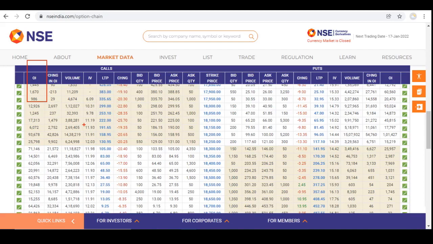Alright, so we can see 52,000 contracts at 18,600 Nifty level, whereas there are 1,745 put contracts at the same level. We can safely assume that there are 52,000 open interest, or these many call contracts have been sold at this level, whereas these many put contracts have been sold at 18,600 level. Take a note of this fact.